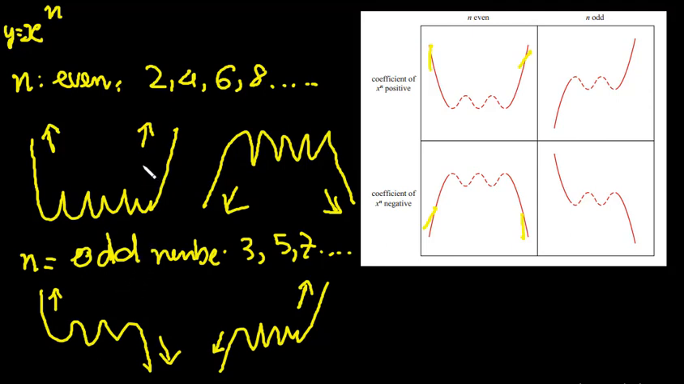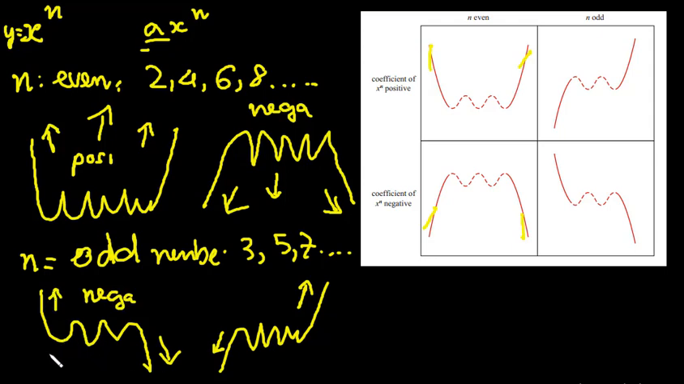If the coefficient, like a x to the power n, is positive, it faces upward. And if a is negative, it faces downward. This is negative, and this one is positive. If x increases, here's my x increasing, and they're going down, that means they are negative. And when x increases and they're going up, they are positive.